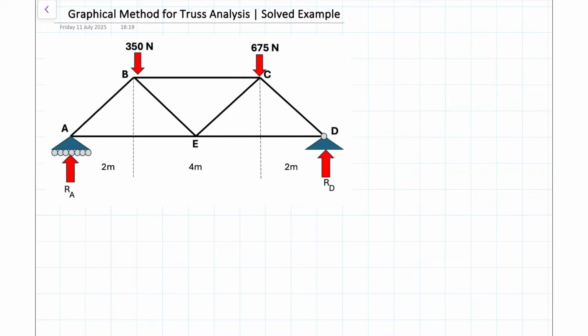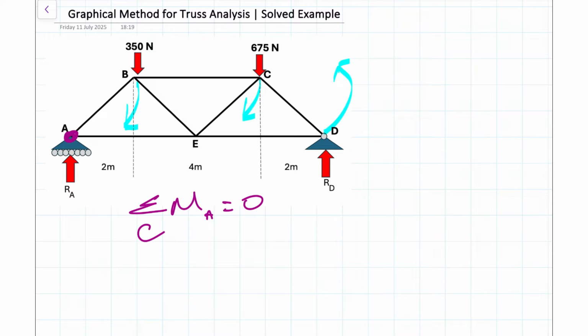So let's do that. Here we're going to take the sum of the moments about point A right there, and we have three forces that are trying to rotate this system. Force 350 newtons trying to go clockwise, 675 newtons trying to go clockwise as well, and we have RD that's trying to go counterclockwise. So when we set up our equilibrium equation, we're going to say that the sum of the moments about point A should be equal to 0 because we're in equilibrium, and then we're going to take the clockwise moment to be equal to the counterclockwise moment, and we do our calculations.